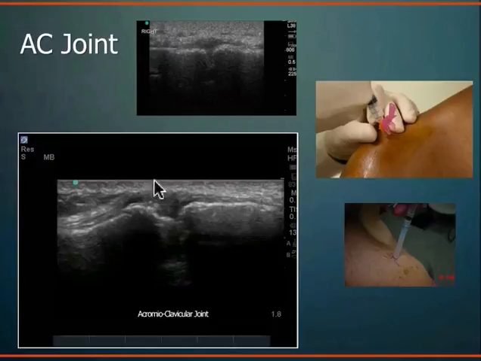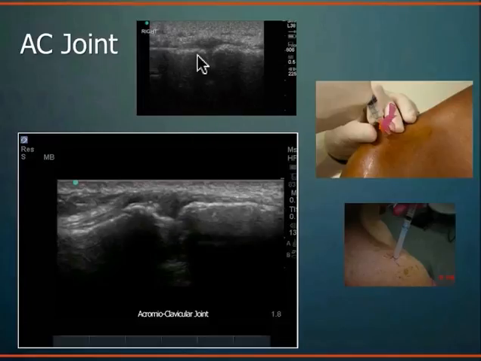You're usually doing it in the setting of joint arthritis or calcific changes. That's what you see here. So this is the AC joint. This is the clavicle. This is the acromion process. This is the AC joint space. This is part of the joint fluid, calcific changes. And if you're trying to get in not only to a small joint, but there's a bunch of calcium and bony spurs around it, it can be kind of hard.